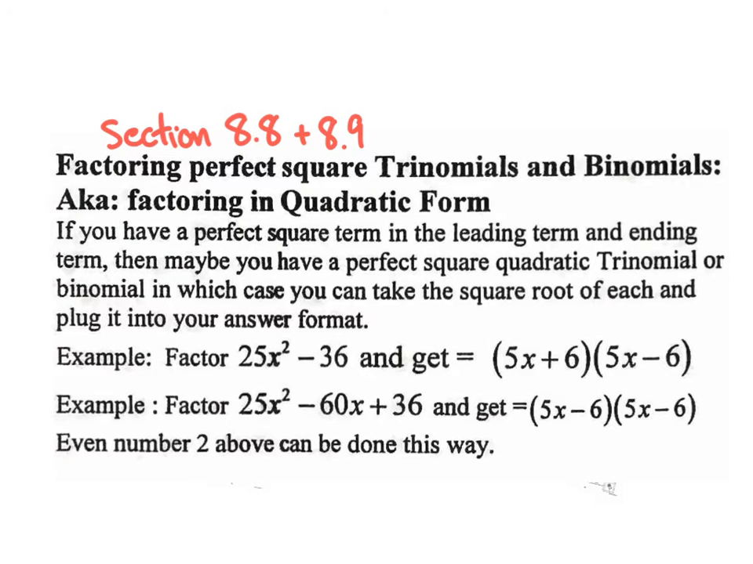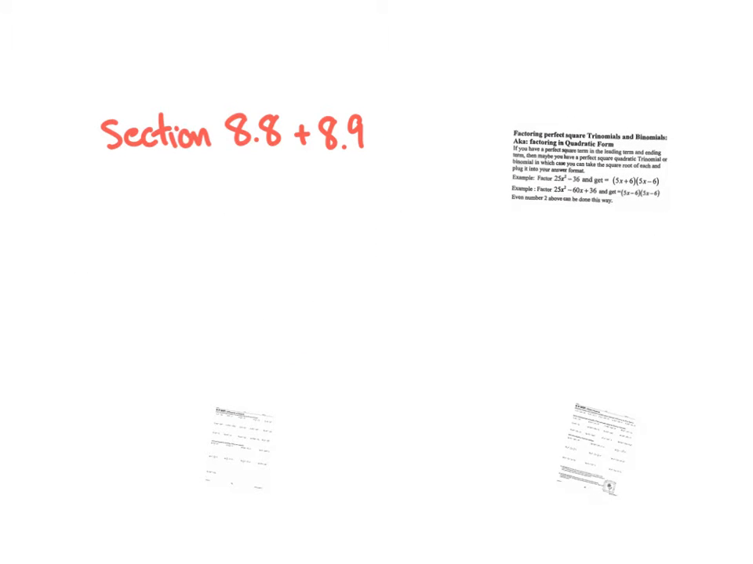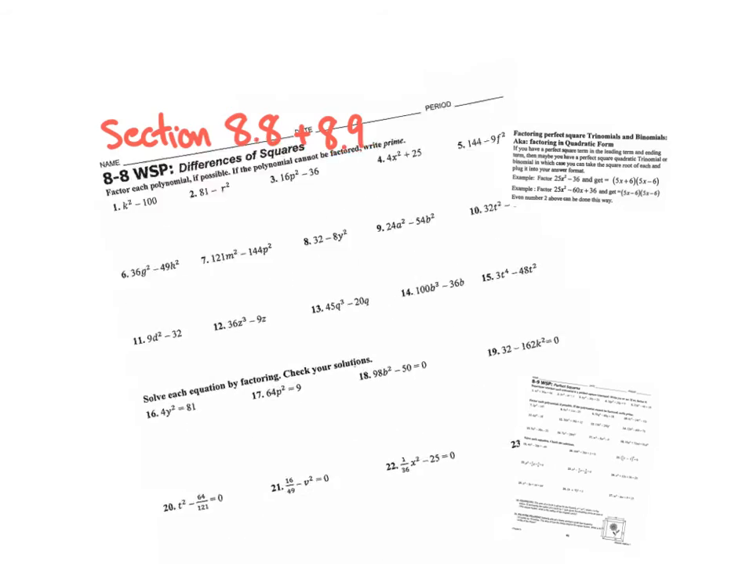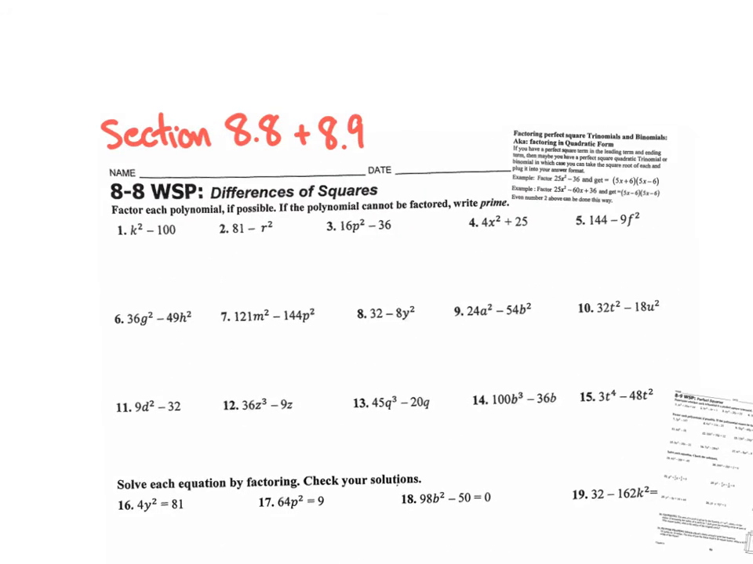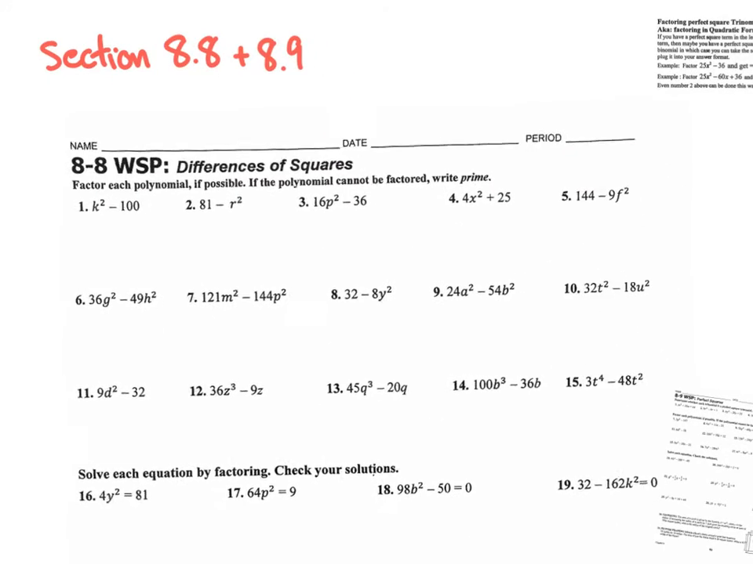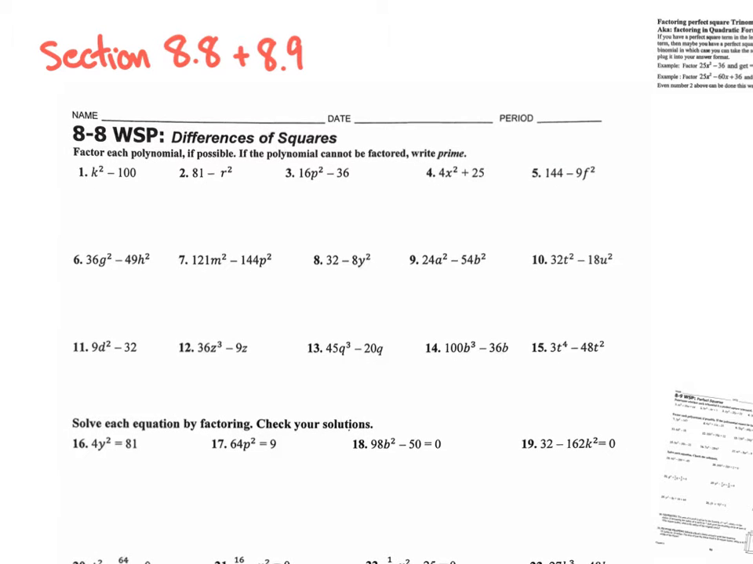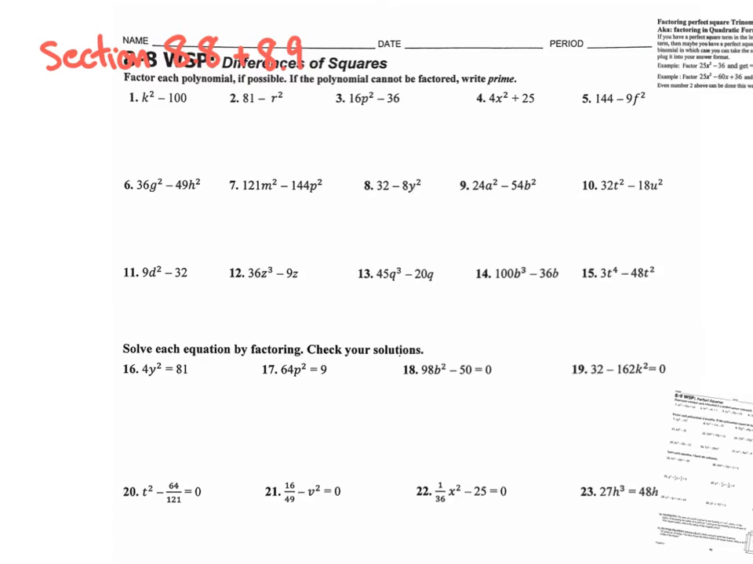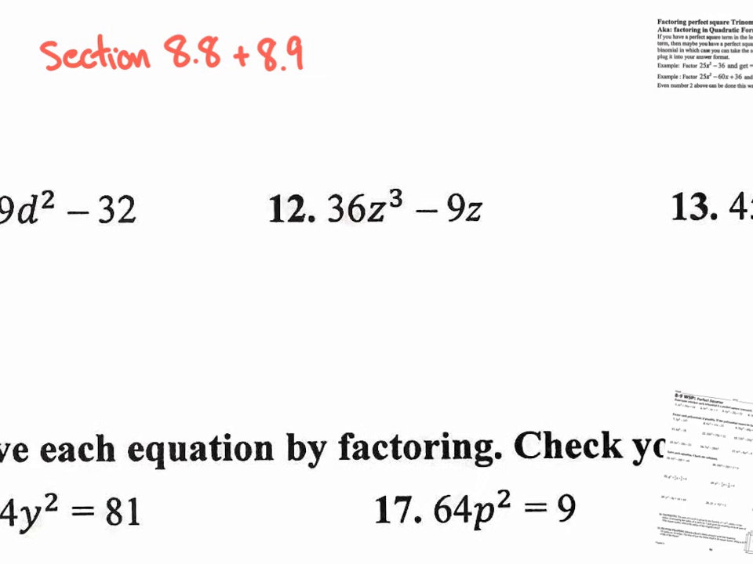So let's take a look at yesterday's worksheet. Let's take a look at number 12. We did the odd ones, and I already put a video explaining all the odd ones. But let's just jump around here. Let's take a look at number 12. Is that a perfect square binomial? Not yet. No, it's not a perfect square binomial.